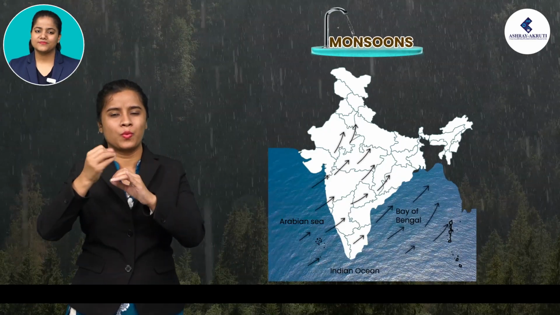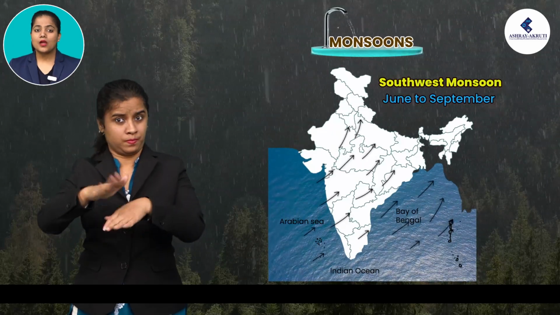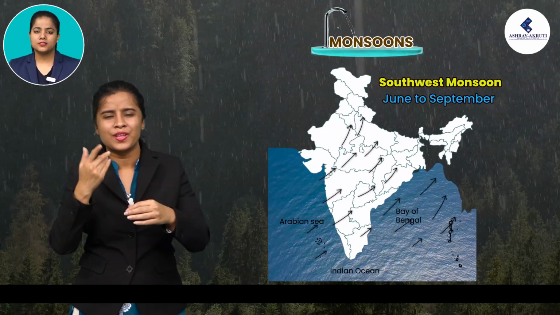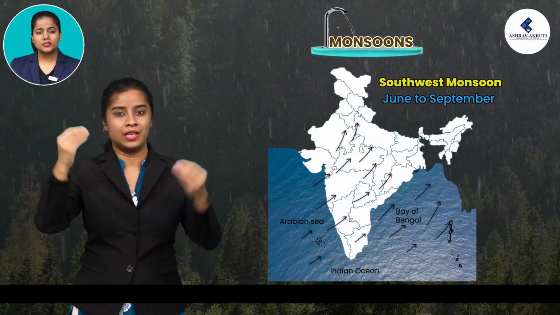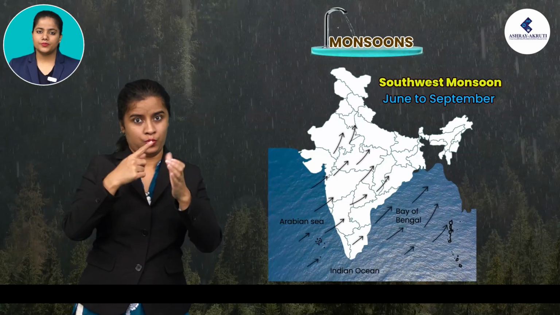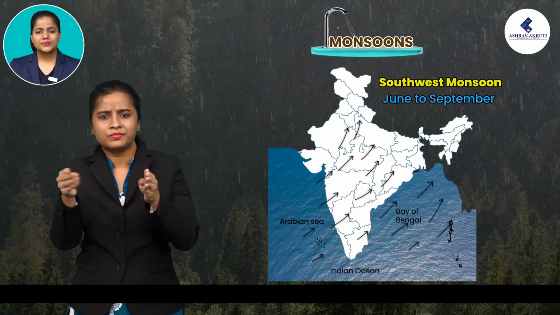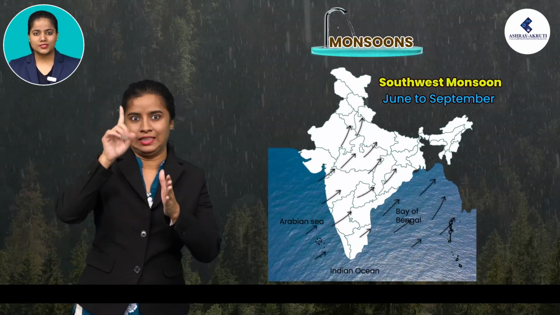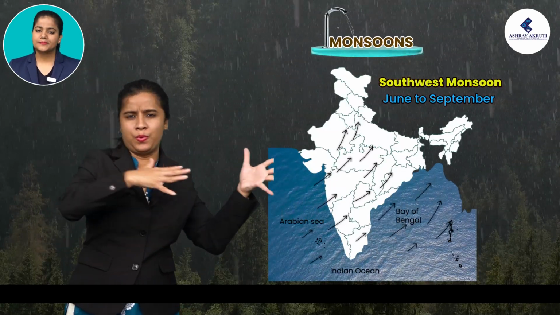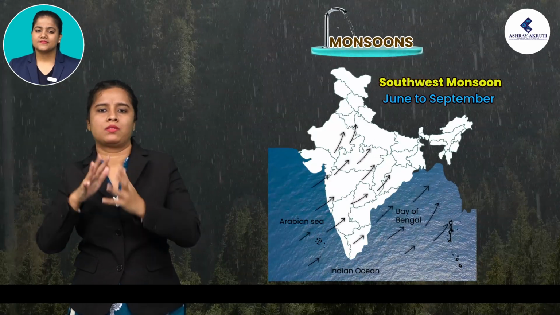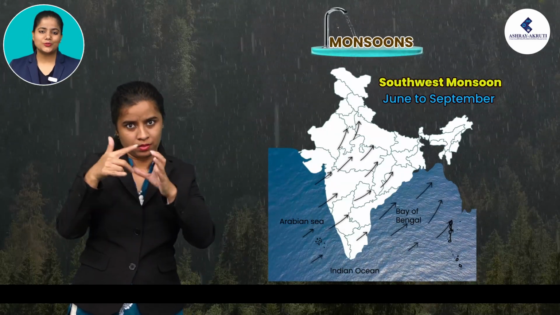Monsoons. We typically experience rainfall during specific months of the year. Usually, rain occurs from June to September. During this season, the sky is filled with clouds that move with winds blowing from the southwest. These winds are called the southwest monsoon.